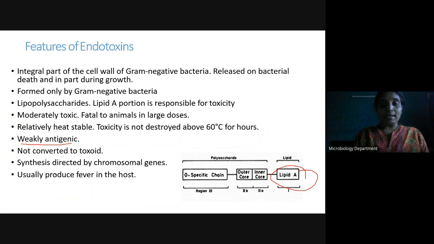And we cannot convert this endotoxin into toxoid form. Toxoid is antigenic, but it is non-toxic to the host. That form of toxin is called toxoid, but we cannot convert the endotoxin into toxoid. And the synthesis is controlled by the chromosomal genes, not by extra chromosomal genes, unlike exotoxins. And fever is the main symptom of endotoxin.